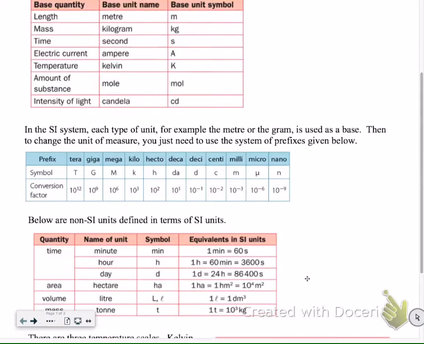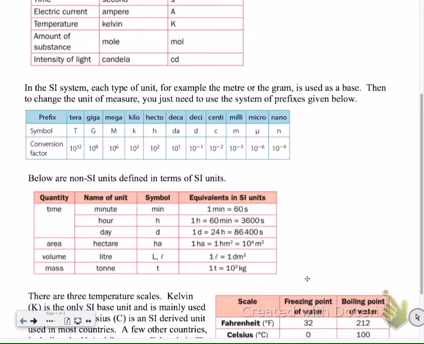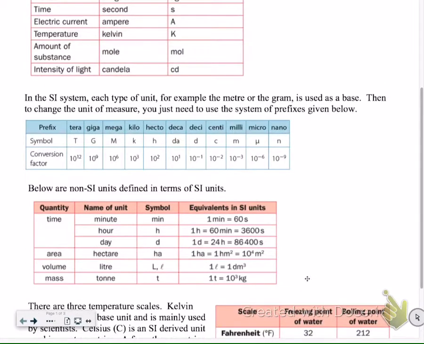Now, some non-SI units in terms of SI units. Time, of course, you can measure in minutes, hours, and days. But up above, it said that my SI unit for time was seconds. So a minute, of course, is the same thing as 60 seconds. An hour is the same as 60 minutes or 3,600 seconds. And a day is 86,400 seconds. If you haven't noticed yet, for the international numbers, they don't use commas. So for the 86,400 there, they just leave a little space instead of putting a comma.